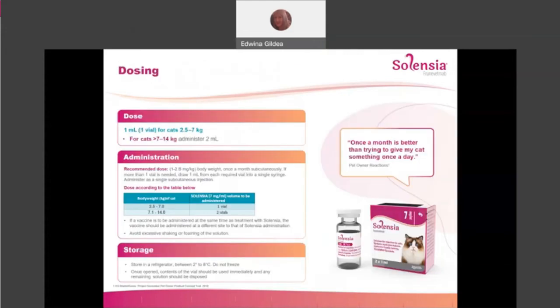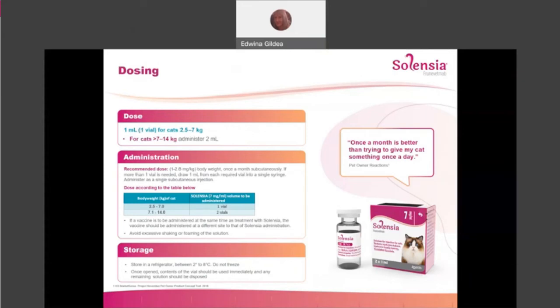Looking at how we're going to use the product, on the right-hand side here, you can see the picture of the actual Silencia box. Within that box, you'll have 2 vials, and within those vials, you find a ml of Silencia or frunevetmab being the active ingredient. The dose, as I mentioned previously, is 1 to 2.8 mg per kg.